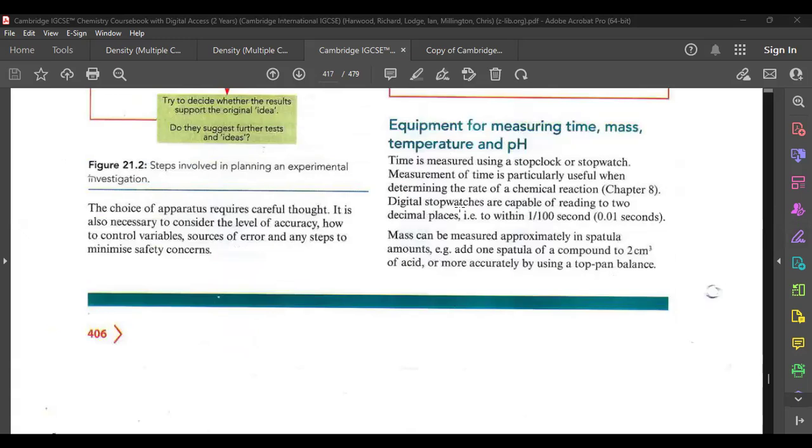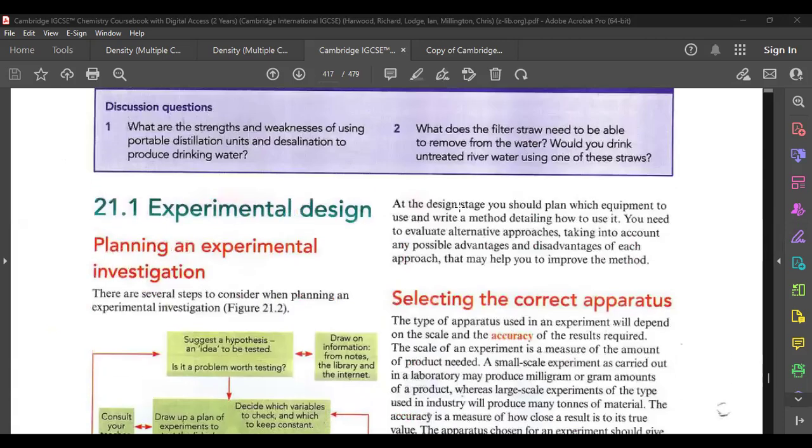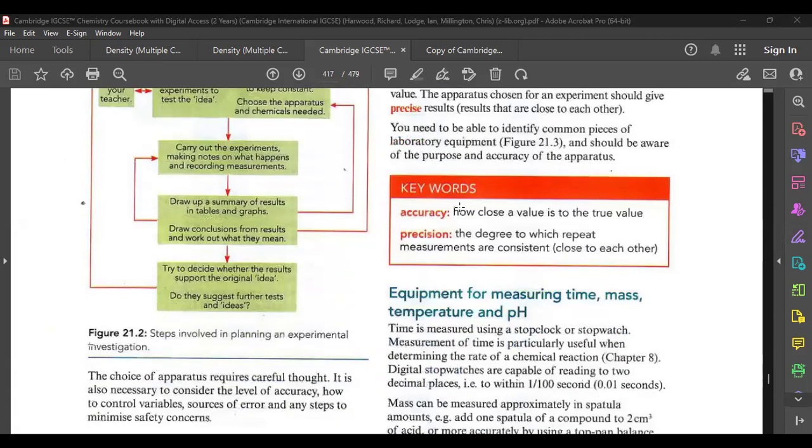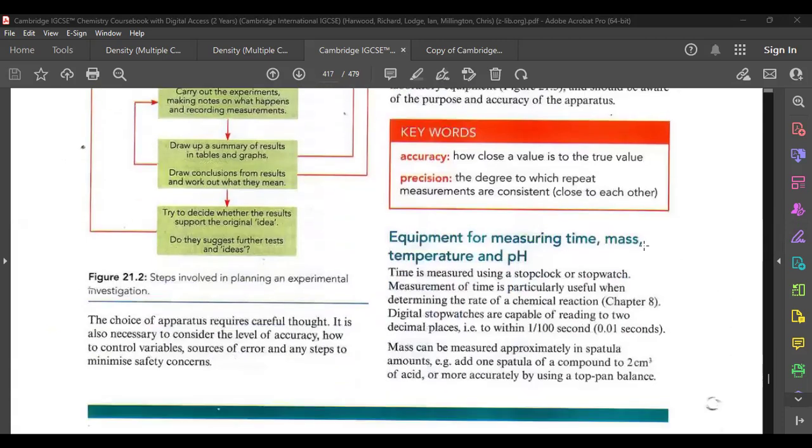So next comes the choice of operators. The choice of operators obviously requires proper reasoning, that what do we need and why do we need it. And obviously, we are going to have an understanding of the accuracy level.